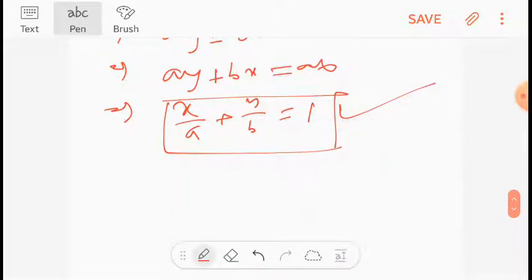Now there are some deductions from these two forms, basically the gradient form, that I will show you in the next session. Just stay tuned with me. Just look at those examples, it will be clear to you. I hope it will be clear to you.